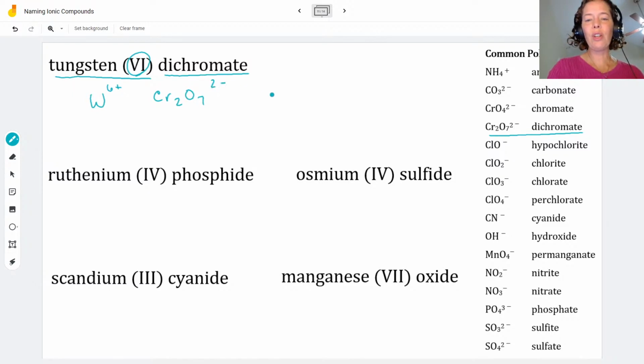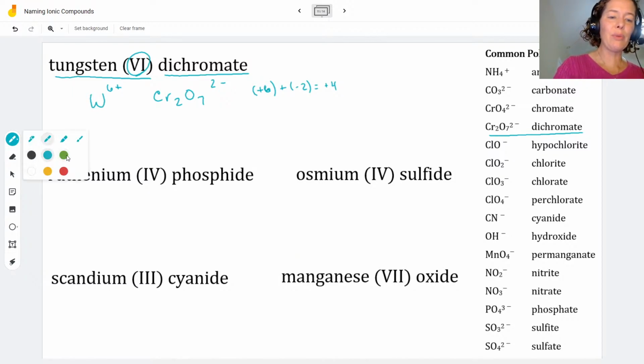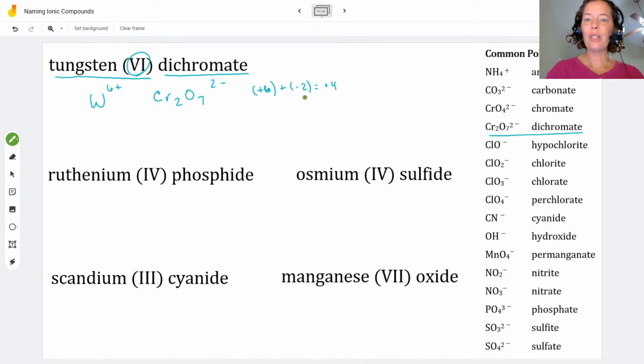Cr2O7 with a charge of -2. Let's do our algebra. We have +6 plus our -2. This is definitely not neutral, but what can we do to make it neutral? Again, this is another time where crisscross is going to mess you up, because we really just need multipliers here. So if I put a 3 right here, that gives me a neutral compound, right?